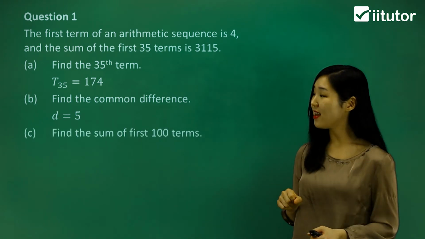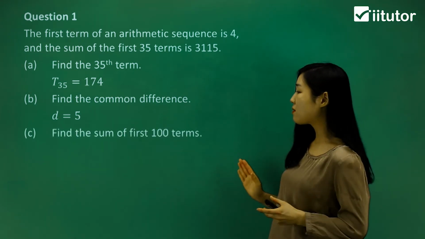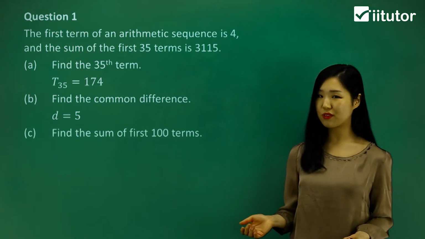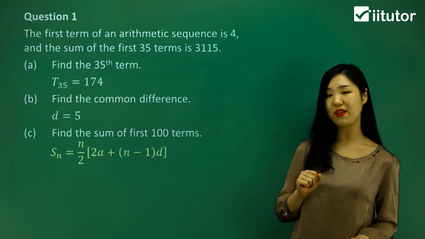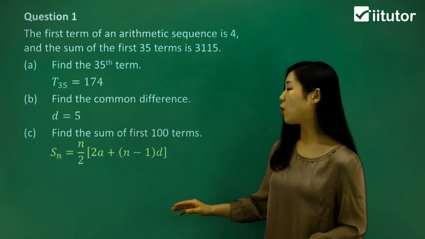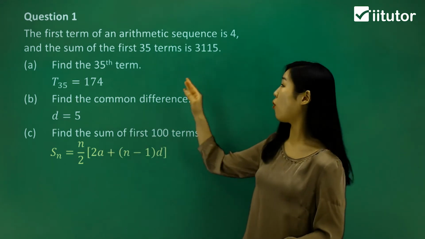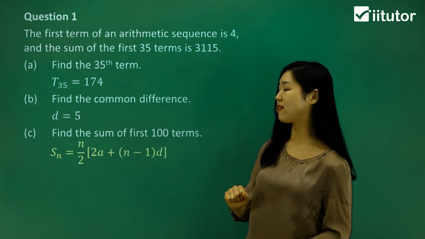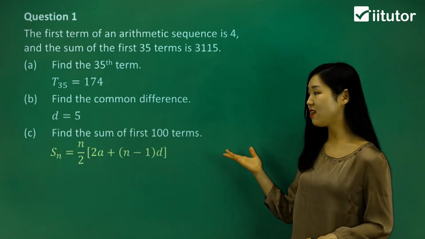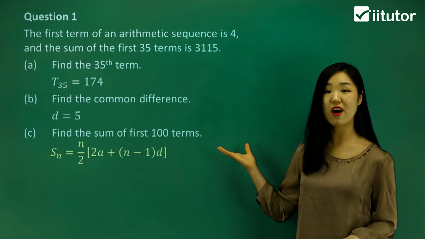I'm just going to write that there, and we're going to refer to that when we do part C, because now it's asking us to find the sum of the first 100 terms. So they want sum, which means we're going to be using our sum formula. I'm going to use this big one because we know what the first term is. It was 4, isn't it? And now we know what the common difference is. We found that it's 5, so we can find it. And N will just be 100 because we want the sum of 100 terms.